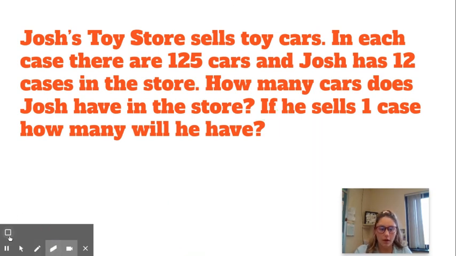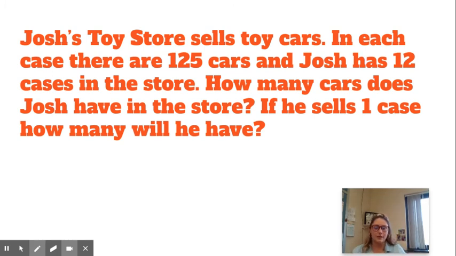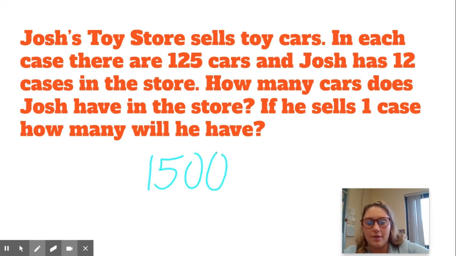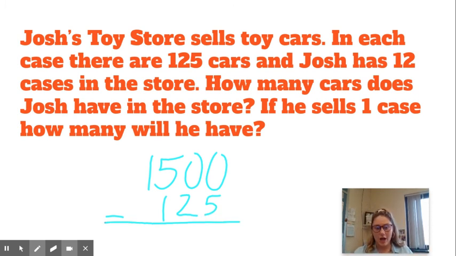Now, if he sells one case of cars, we're wondering how many he has left. Like I said earlier, we're going to subtract. So at this point, we need to do 1,500 minus 125 to figure out how many cars Josh has left after he sells a case. Go ahead and solve that. Pick the best answer.